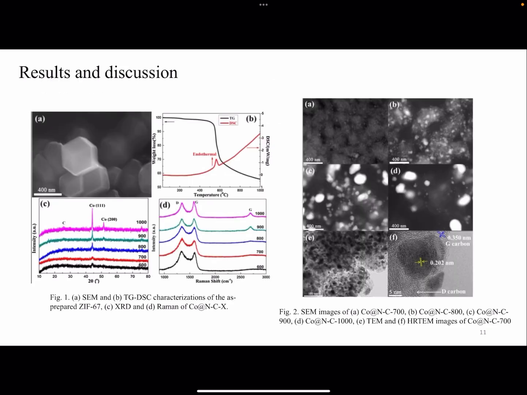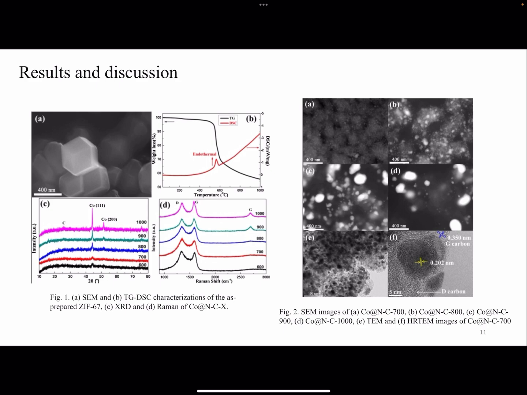And next part is results and discussion. And we can see figure 1. In image A, it is a SEM image of ZIF-67. The structure is rhombic dodecahedral, which means we successfully made the ZIF-67 precursor. And the pyrolysis process of ZIF-67 is studied by TG-DSC profiles under N2 atmosphere.